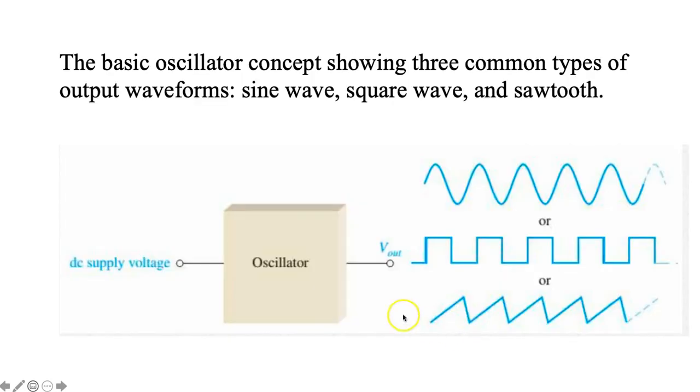Now let's see next. This is a block diagram, and at the center you see an oscillator which is accepting a DC supply voltage, and at the output you can see the different types of waveforms that can be generated. The first one is your sine wave, the second one is your square wave, and this is the sawtooth waveform, and it can also generate the triangular waveform. So these are the three common types of output waveform which an oscillator generates.